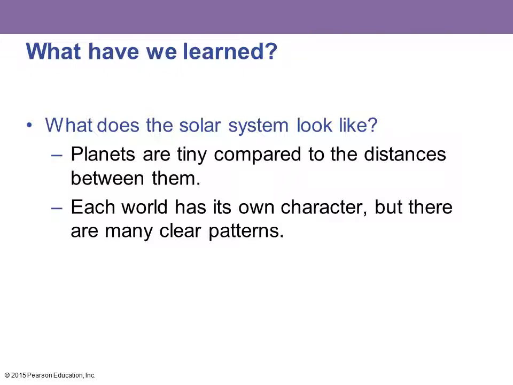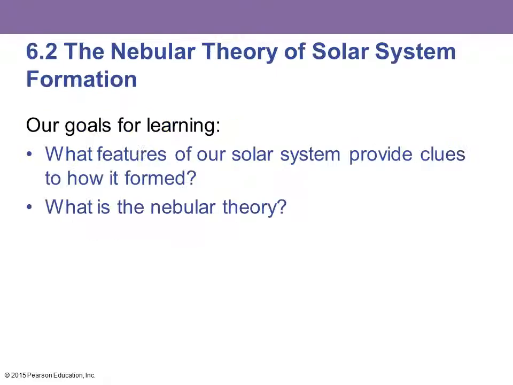Page 150 of the textbook has a very good summary of all the features that up to now we've looked at about the planets in our solar system. So it's a good data table to just kind of glance over to see what sorts of patterns exist.